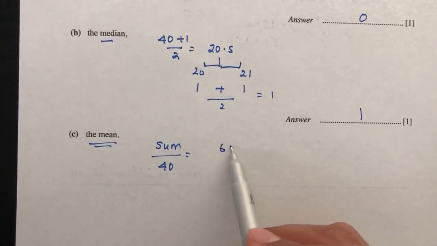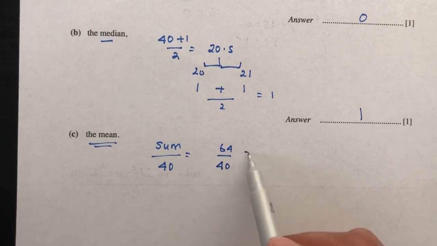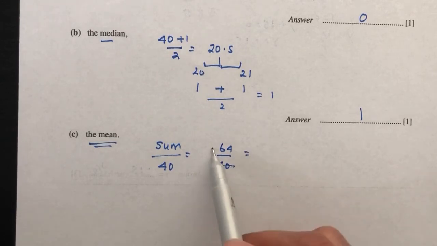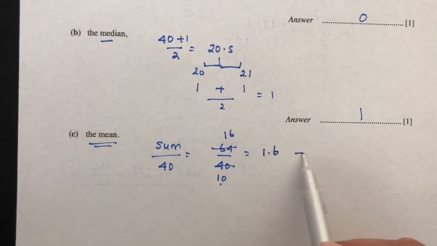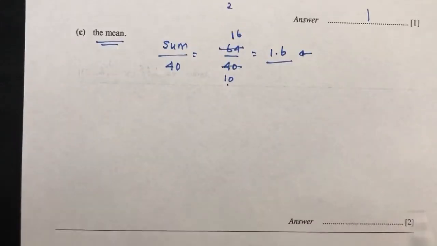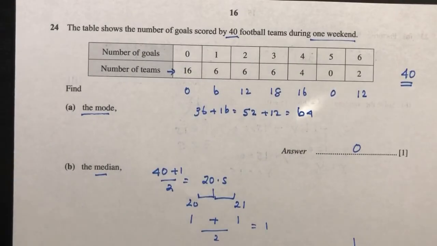So the sum is 64, divided by 40. So divided by 4 we have 10. We have 16. So 16 divided by 10 is 1.6. So your answer for the mean will be 1.6. And that is question number 24.